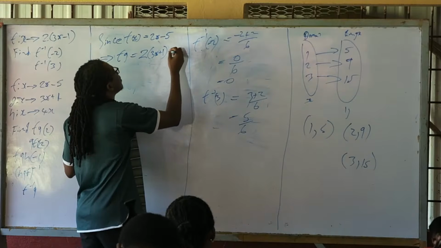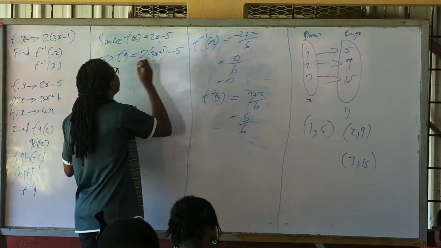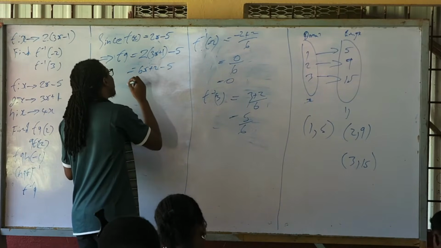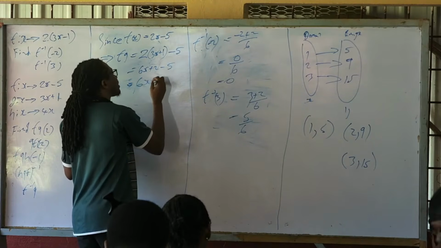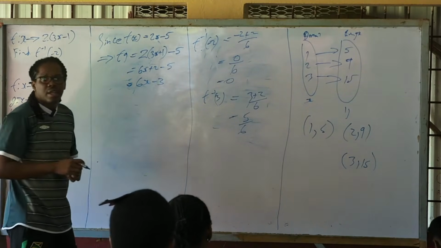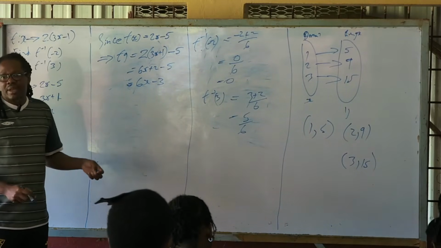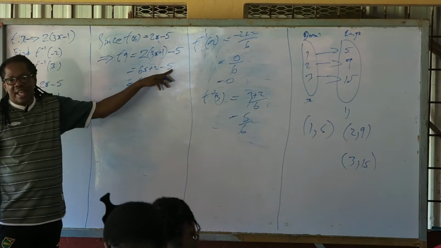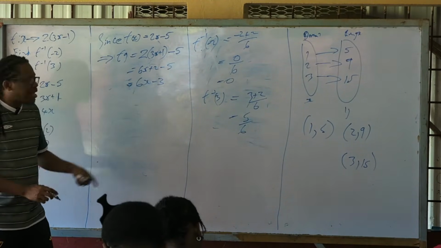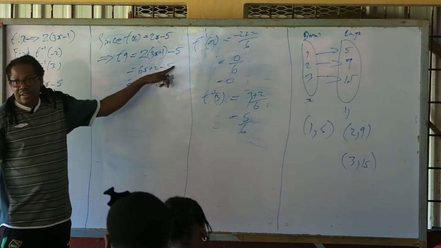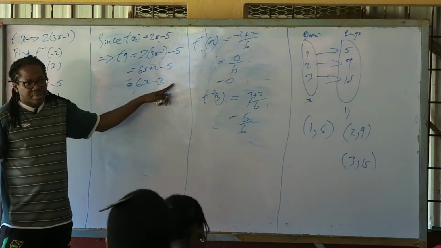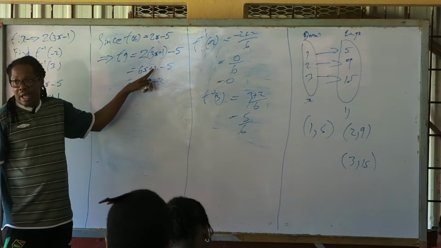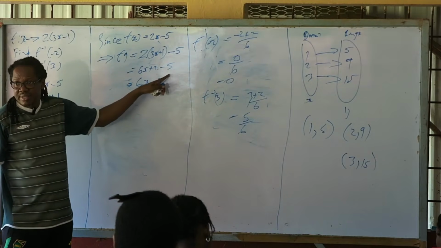And then you go minus 5. This is equal to 6x plus 2 minus 5. This is equal to 6x minus 3. Everybody see that? How did I get minus 3? Because 2 plus minus 5, it's going to take the sign of the bigger number, minus, and then 5 minus 2, which is 3. Everybody see that? Remember that?